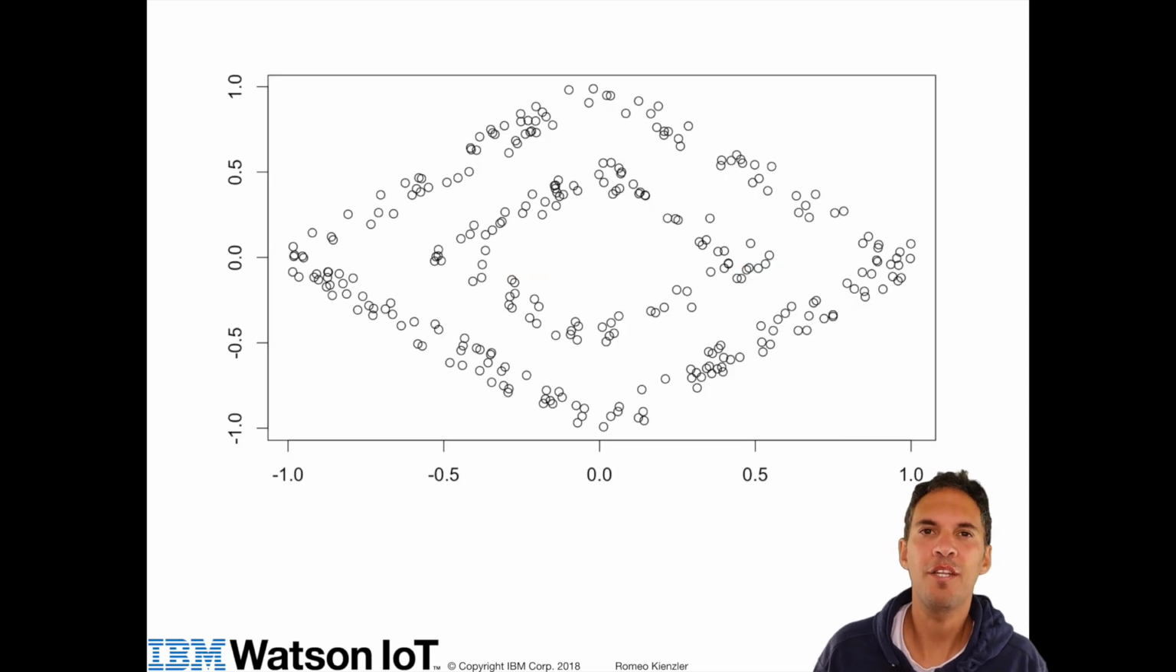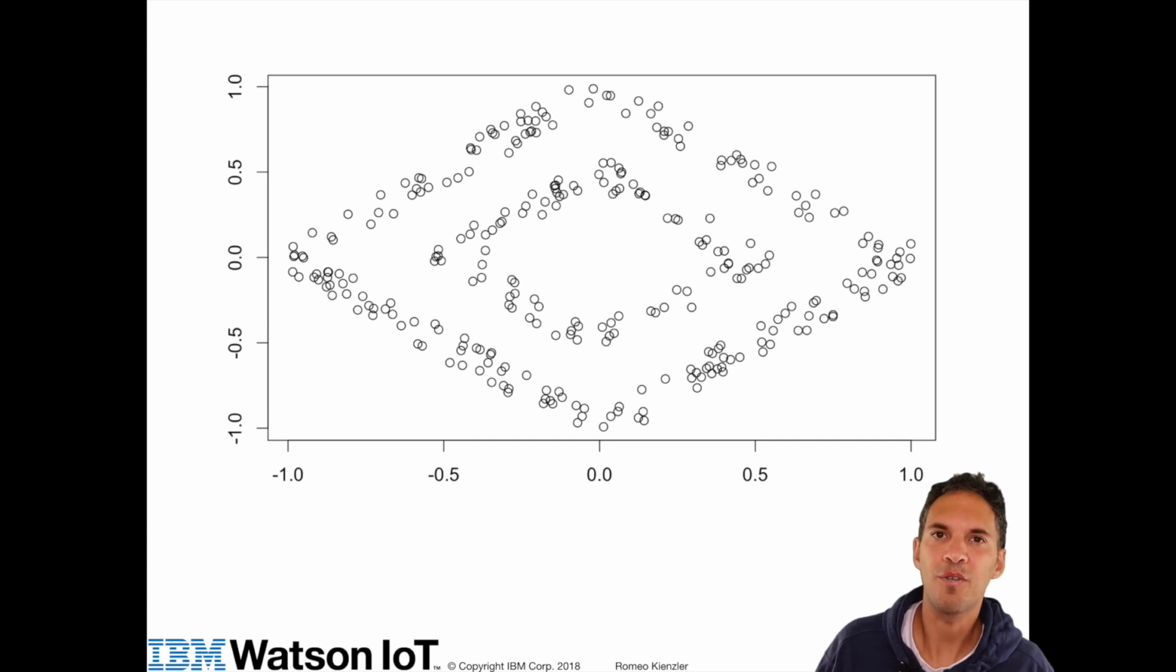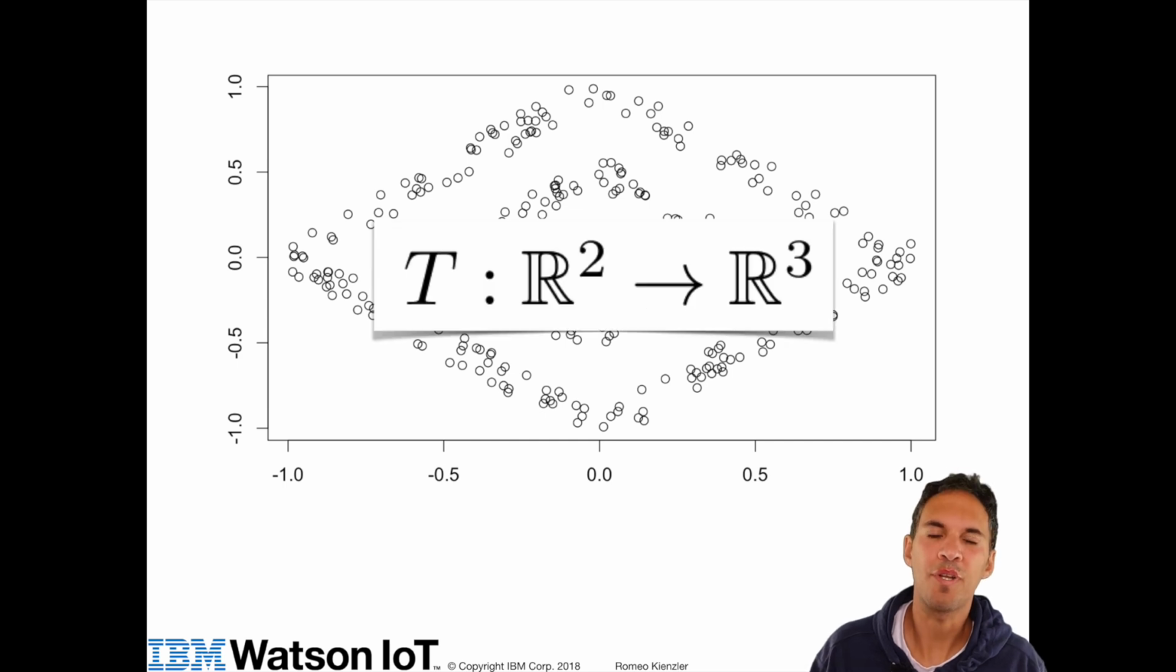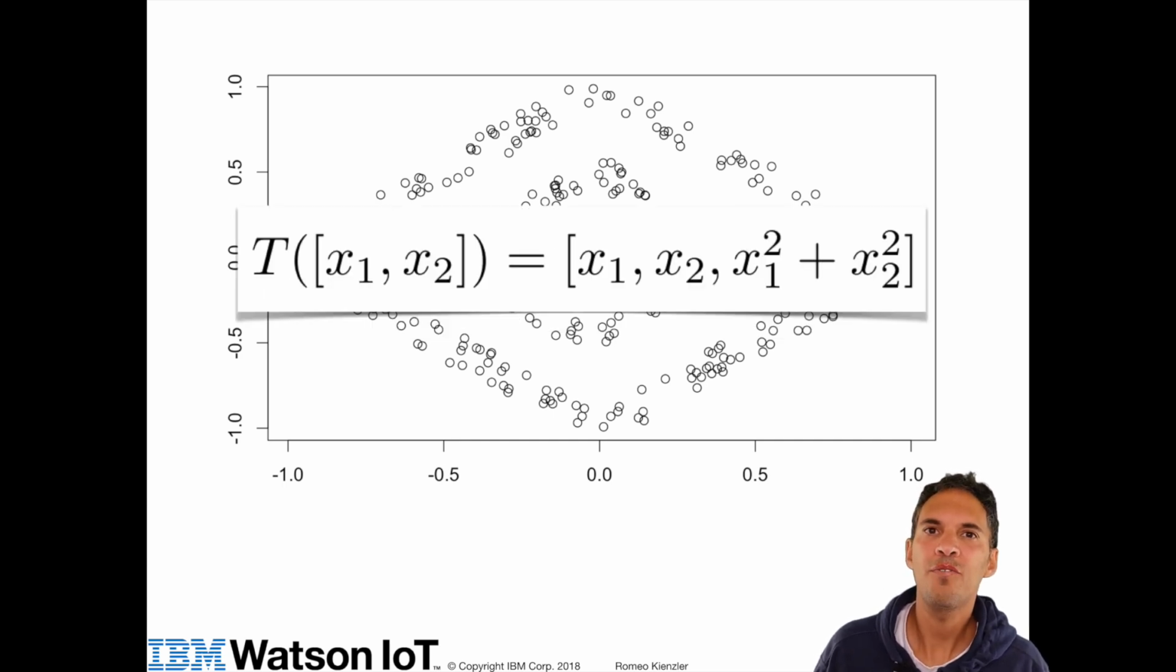Here I'll give you another intuitive example. So the inner circle has to be separated from the outer one. Definitely not a linear function. But now let's use a kernel, a transfer function, which transforms this 2D space into a 3D space. Let's use the following function.